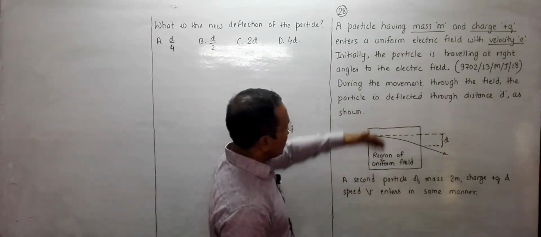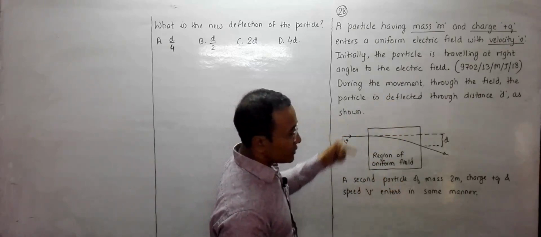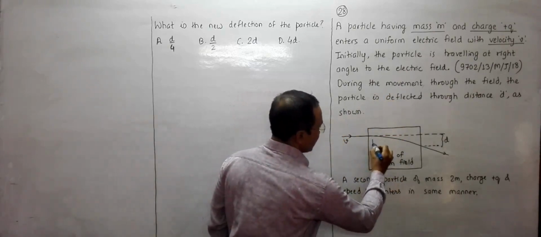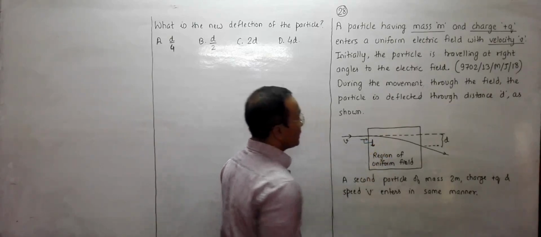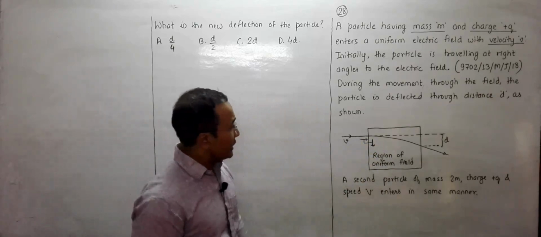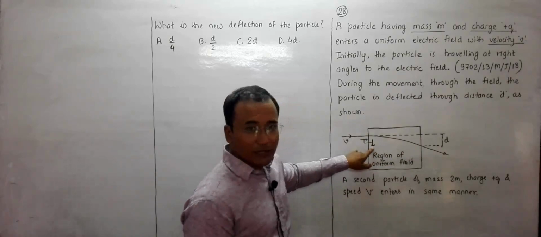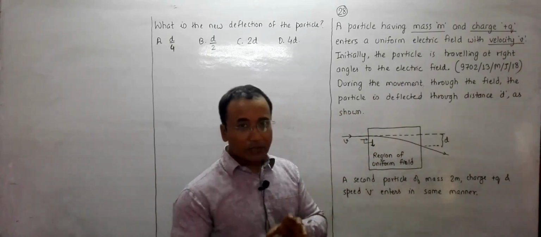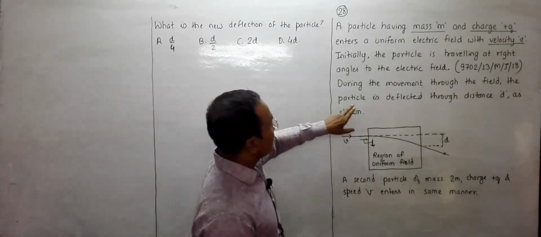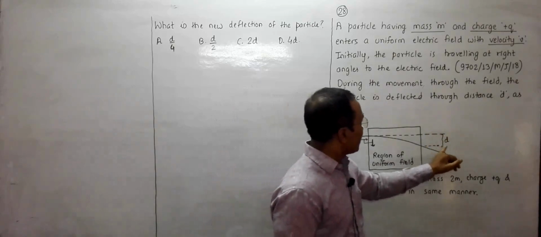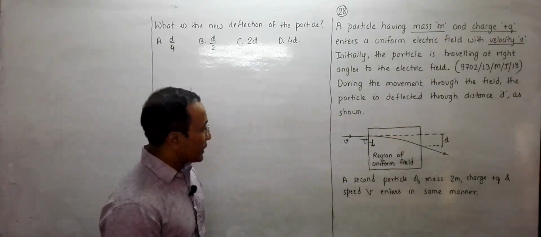So that means if the electric field is in this direction, the particle is coming like this. The angle between them is 90 degrees initially, but later on it is deflecting. So this direction is definitely not perpendicular to this. Initially perpendicular, later on not perpendicular. During the movement through the field, the particle is deflected through a distance d. So the deflection of the particle at the end of the field is simply d.